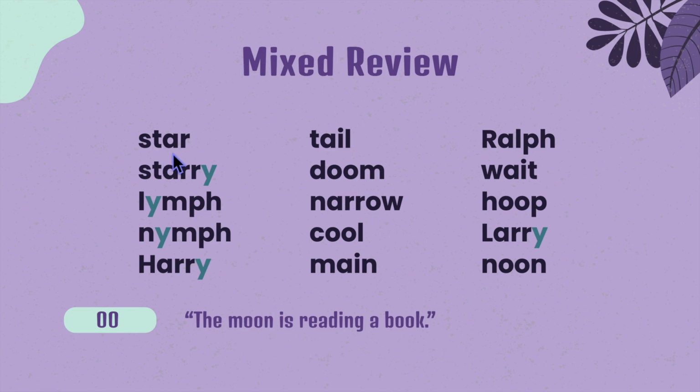We have AR at the end of the word, so we're going to use the R sound, star. This Y will have a long E sound, starry. Y in the middle of a syllable has a short I sound, lymph, nymph. This Y will have a long E sound again. Here we have two R's, so this is going to use the long A sound, hairy.